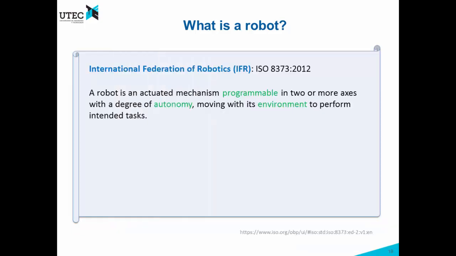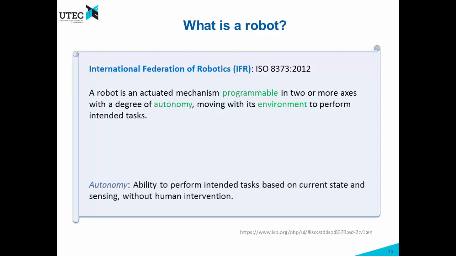More recently, the International Federation of Robotics in 2012 said that a robot is an actuated mechanism programmable in 2 or more axes with a degree of autonomy, moving within its environment to perform intended tasks. Autonomy is understood as the ability to perform intended tasks based on current state and sensing, and without human intervention.